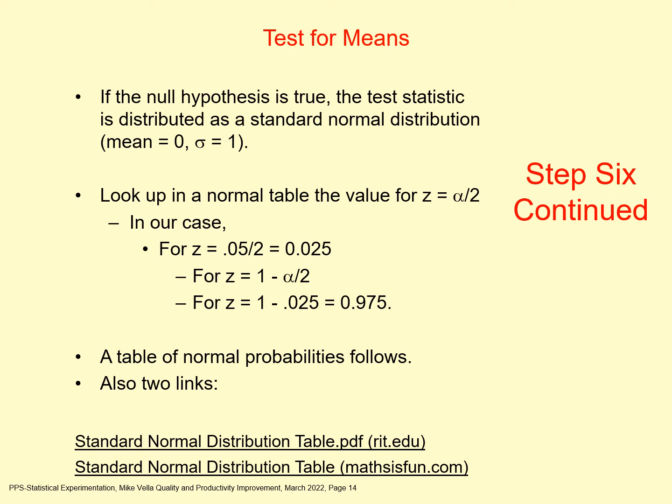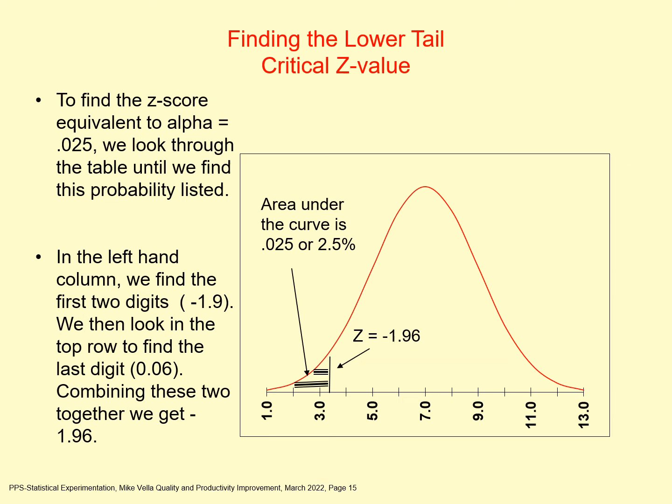And you can find these tables in many sources, in many books, and I've highlighted 2 that you can find on the web. So we're going to be looking for the lower tail and find the critical Z value. To find that Z score equivalent to the alpha equals 0.025, we'll look through the probability table until we find this probability listed. You look at the graph there, what we're really looking for is the area under the curve that's all the way to the left.